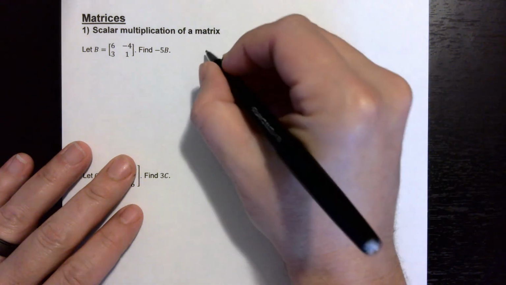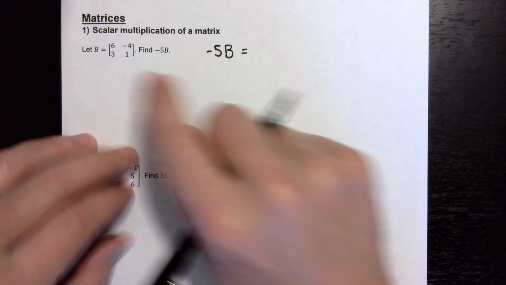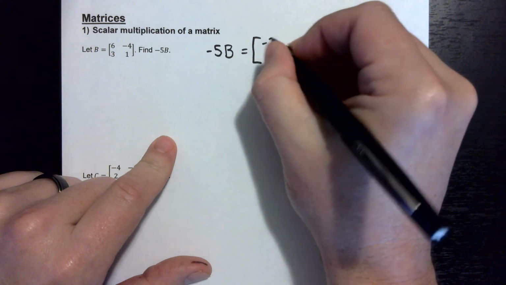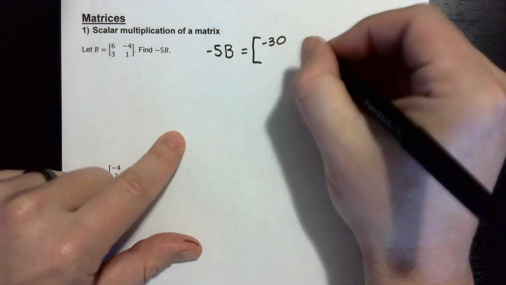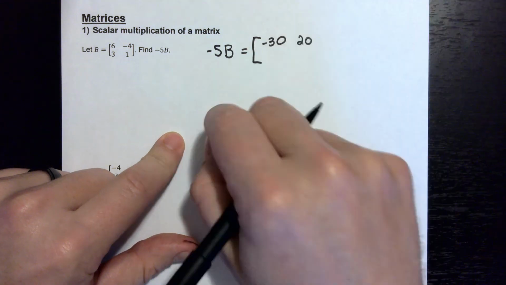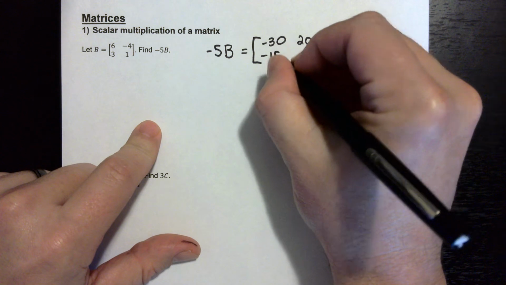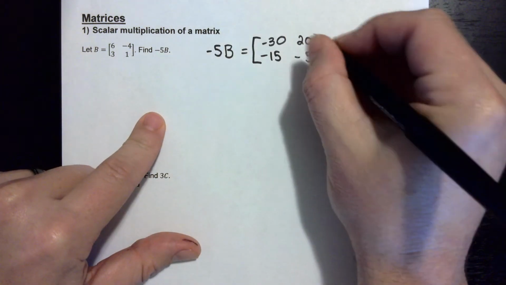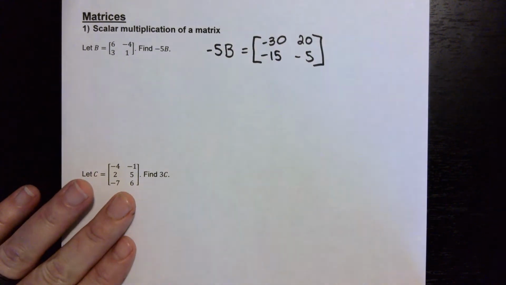So -5B is equal to, we multiply -5 times 6, which is -30. We multiply -5 times -4, which is 20. We multiply -5 times 3, which is -15. And we multiply -5 times 1, which is -5. That is the scalar multiplication of -5 times the matrix B.